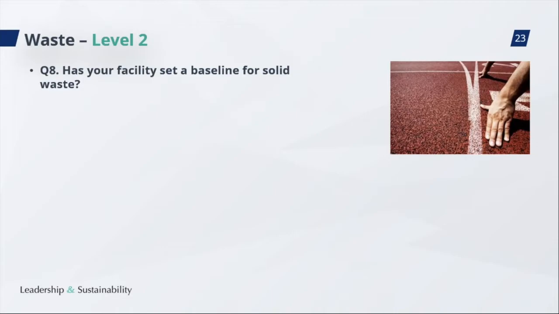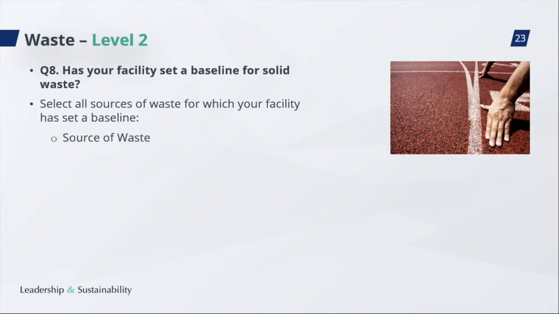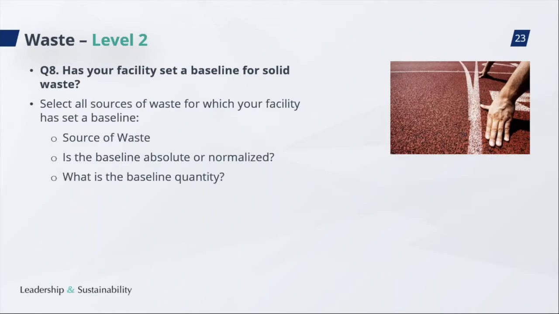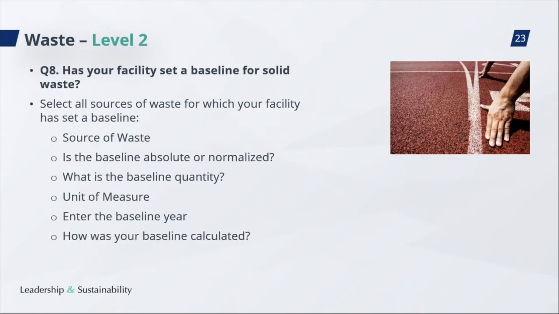You will see online all the different waste categories that you have listed previously, and then you should select all sources of waste for which your facility has set a baseline. And you should indicate the source of the waste. Is the baseline absolute or normalized? And we will talk a bit more about that very soon. What is the baseline quantity? The unit of measure. You should also enter the baseline year and describe how your baseline was calculated, and also reply to the question, was your baseline verified?